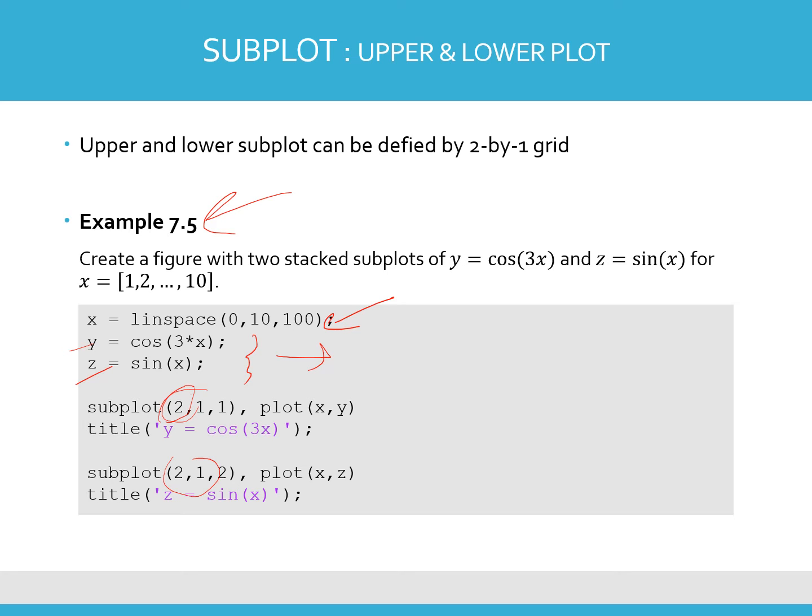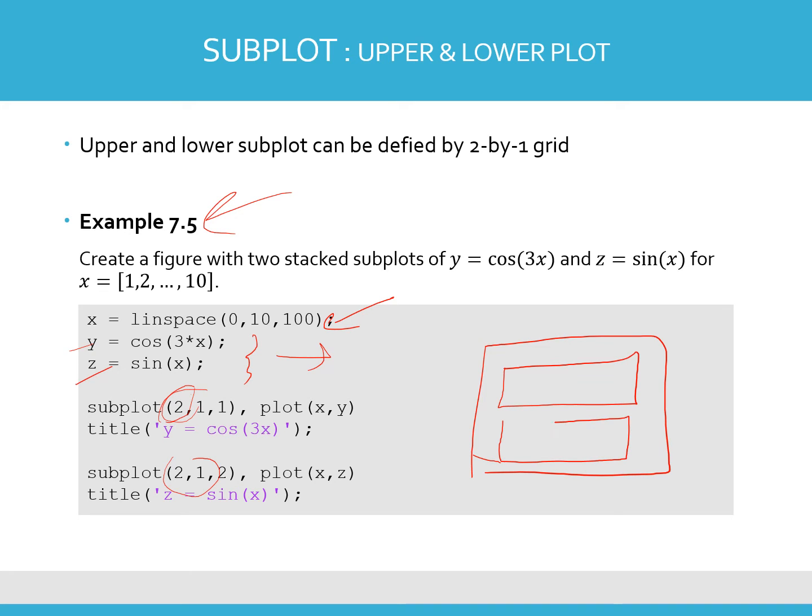2, 1 means that you have a figure with a plot something like this: 2 rows and 1 column. Position 1 means this is position 1, and then this is position 2. After you do the subplot, then you can write the plot. Basically you have to subplot first, and then you plot the data. Like before, it will automatically go inside here. After you write the other subplot, it will go to the second part.